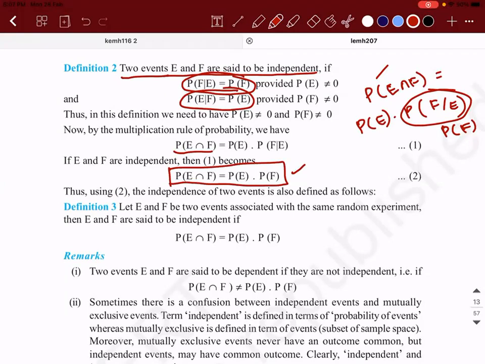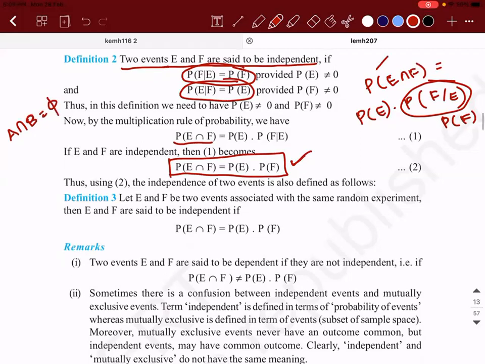Here I want to stress one important point. Many people get confused between independent and mutually exclusive events. So what is the difference between independent events and mutually exclusive events? When I say two events are mutually exclusive, then A intersection B will be a null set. Whereas when I say two events are independent, probability of E intersection F will be probability of E into probability of F.